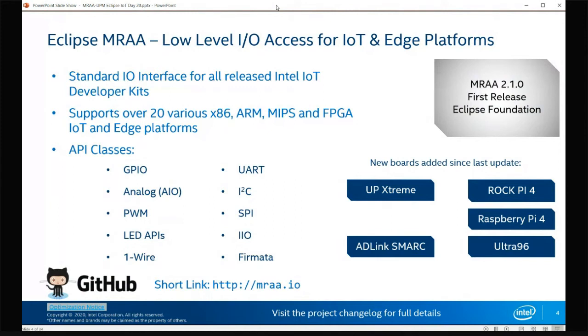One thing to note here is our 2.1 release. This was the first one under Eclipse Foundation. We do have some new boards added since the last update, the Eon Up Extreme. This is an edge IoT, or I should say an edge platform rather, but there are also a couple of IoT platforms that were added from ARM, such as the Raspberry Pi 4, Rock Pi 4, and Ultra 96.